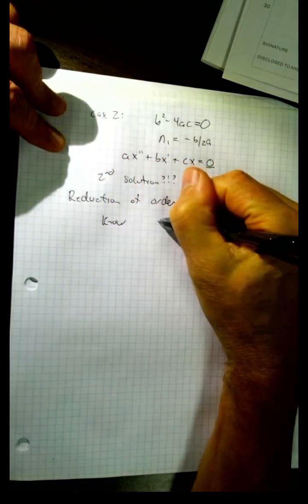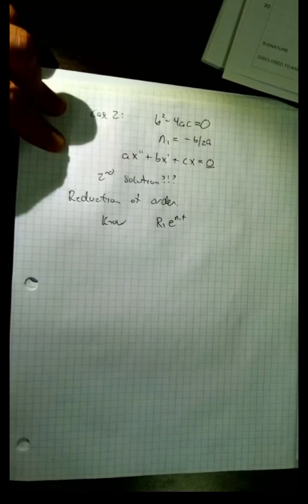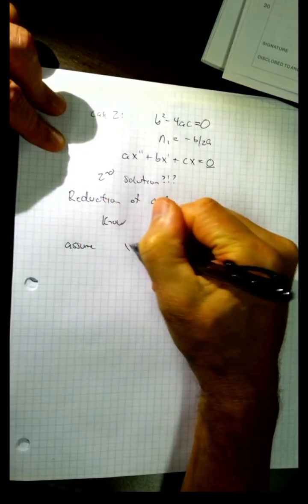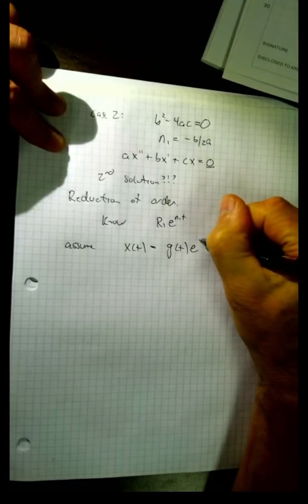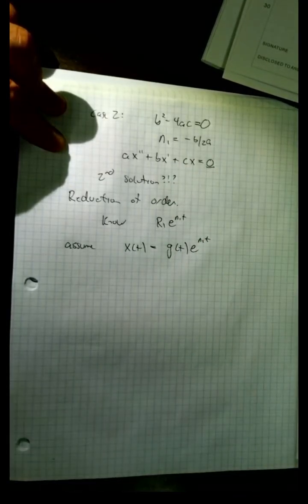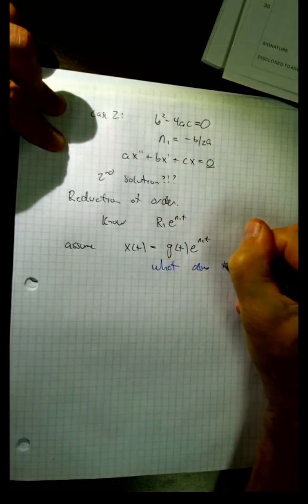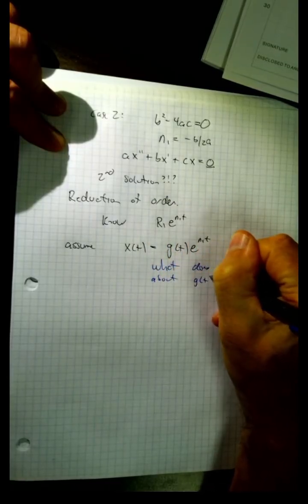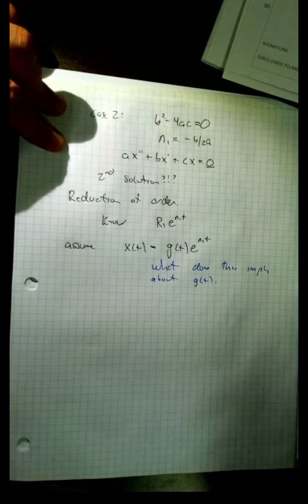So the idea is I know that r1 e to the n1t is a solution, so I want to take advantage of that and build on it. I'm going to assume a solution is of the form some unknown function g times e to the n1t. And then I'm going to ask what does this imply about g of t? And if I can find a g of t that's not a constant, that's going to give me my second solution.